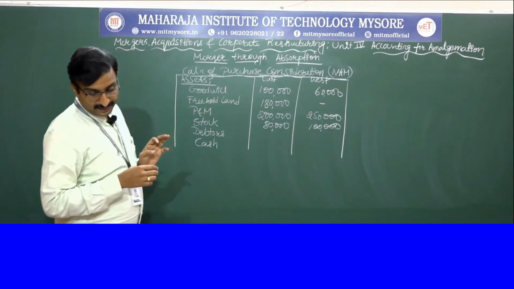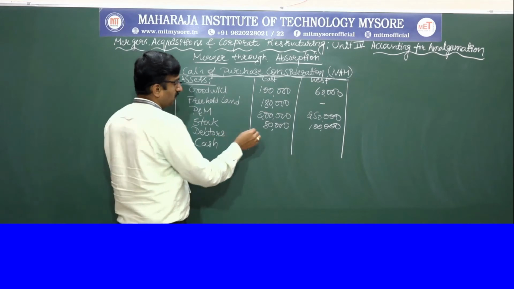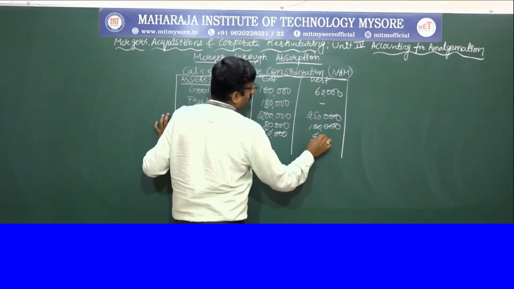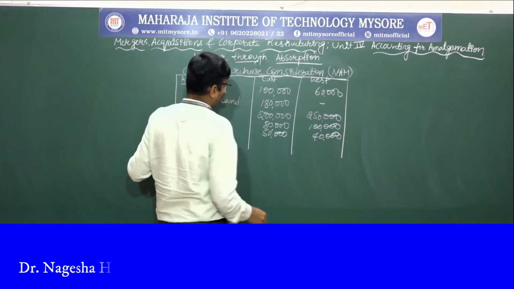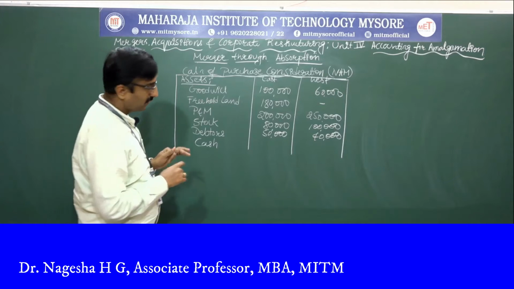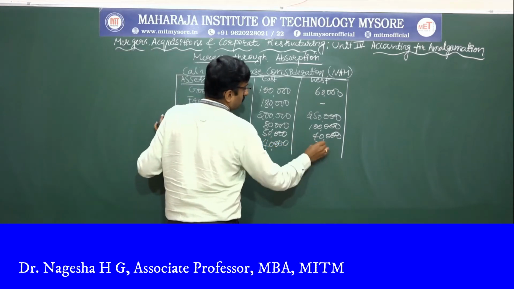Next, we have debtors. Debtors are 50,000 and 40,000. We have cash. Cash is 40,000 and 30,000. Separately you take it.